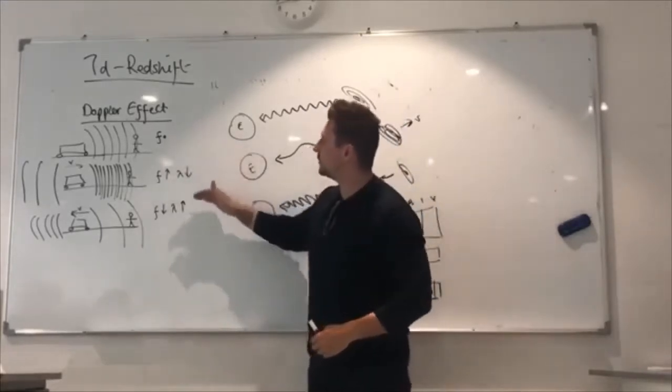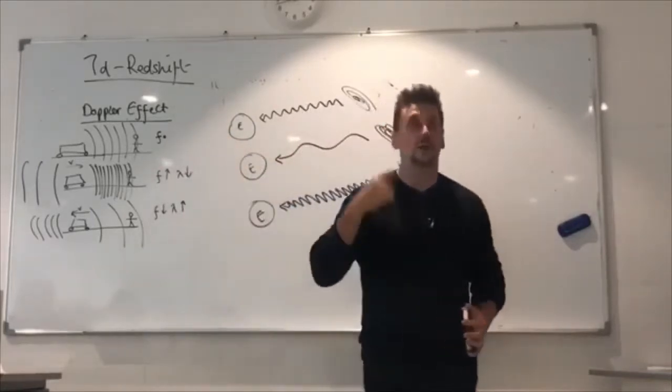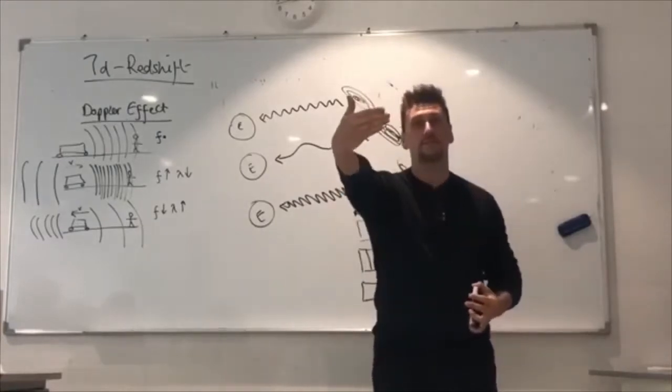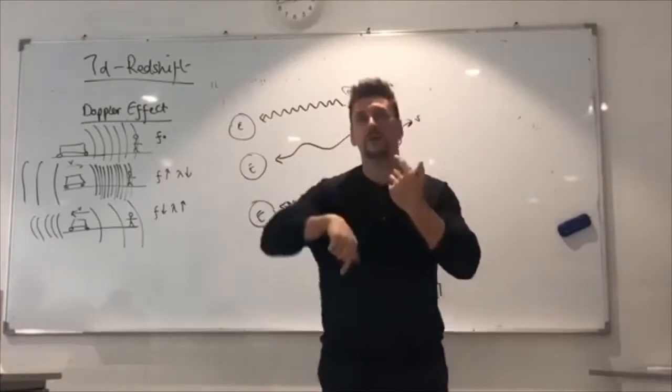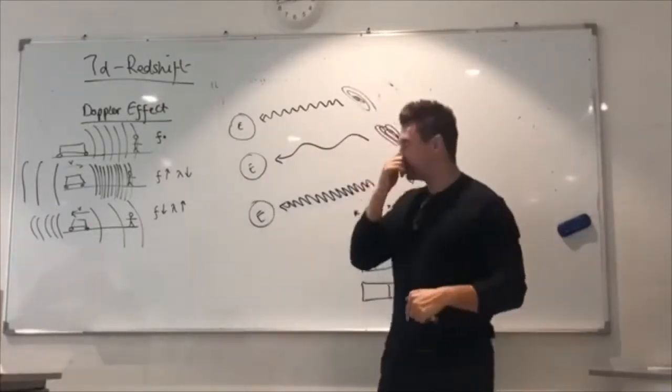So this is the Doppler effect, because it tells you how the frequency of sound changes, or appears to change to us, if something's moving towards or moving away. So moving towards: squash, frequency goes up, wavelength goes down. Moving away: frequency goes down, pitch goes down.